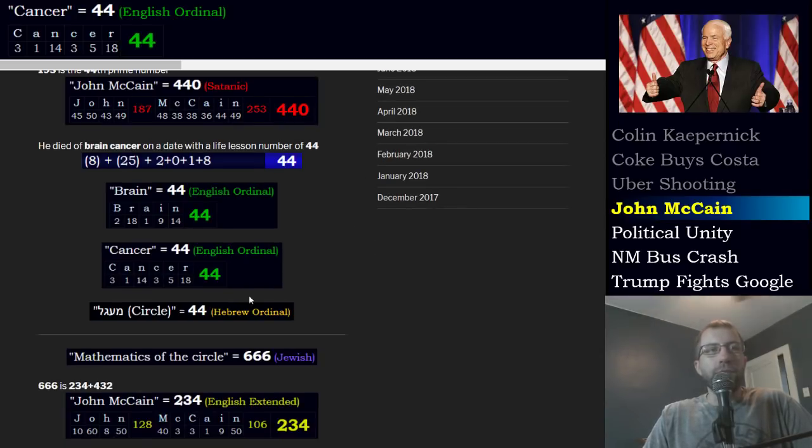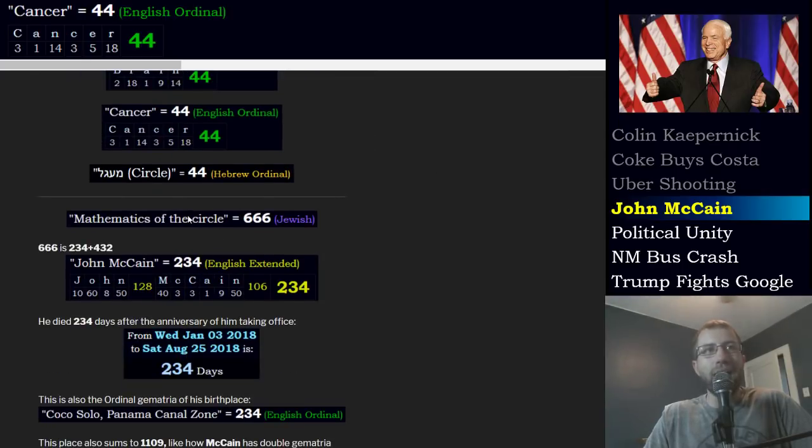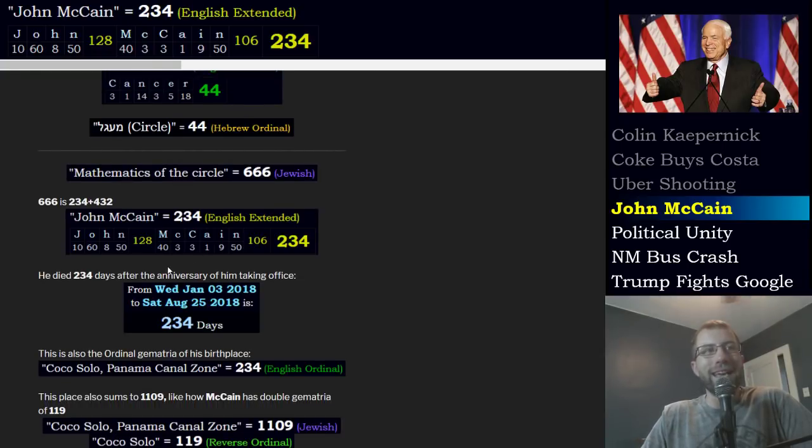In Hebrew Gematria, the word circle sums to 44 ordinal. We're going to talk about how this is a pi ritual as well. Now, in Jewish Gematria, mathematics of the circle sums to 666. In English Gematria, John McCain equals 234. And think about how 234 plus its inverse 432 equals 666. He died 234 days after the anniversary of him taking office as Senator of Arizona.